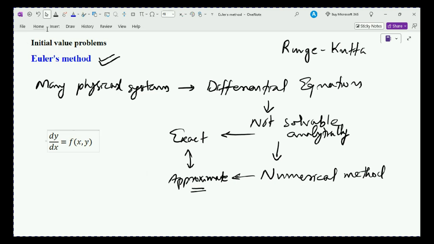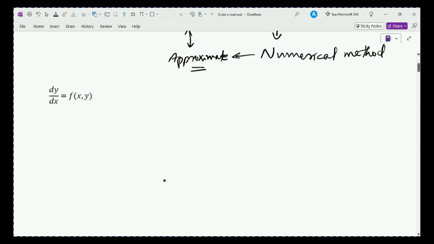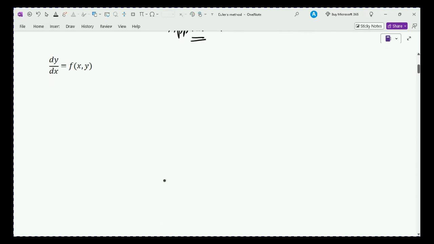We'll start by writing the general form of a first order ordinary differential equation, which looks like this. We already know this: df by dx equal to f of x, y. This is the general form of a first order ordinary differential equation.